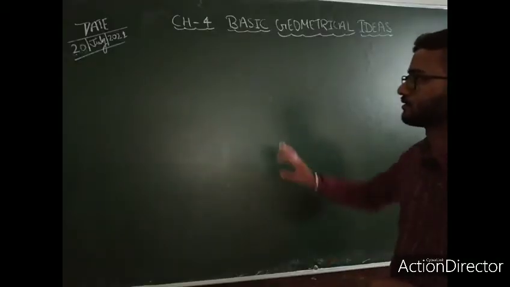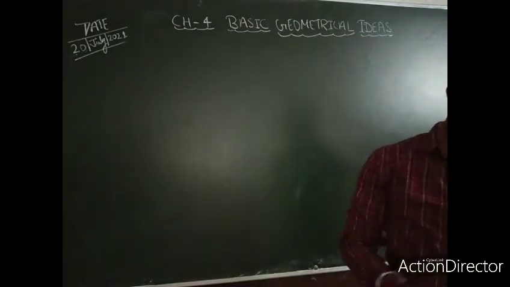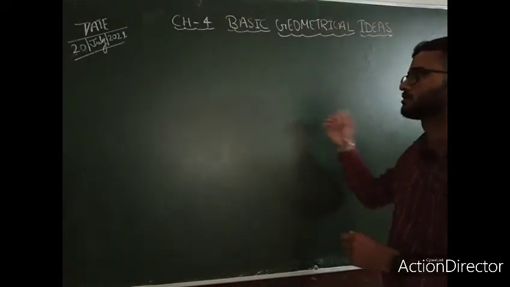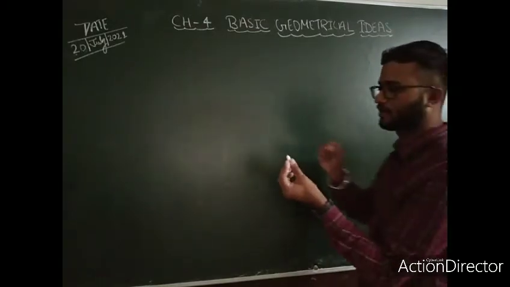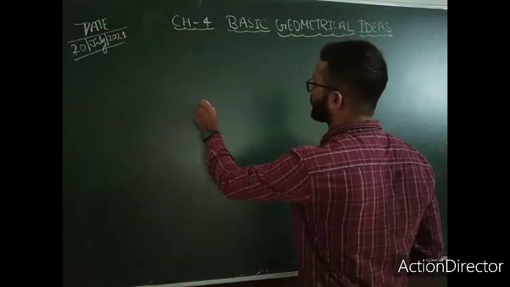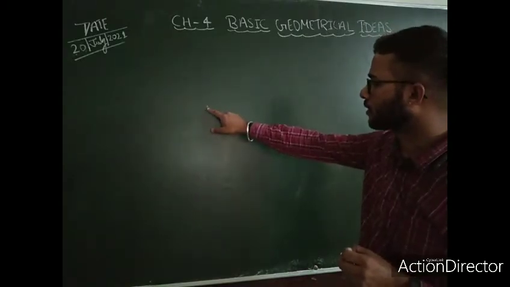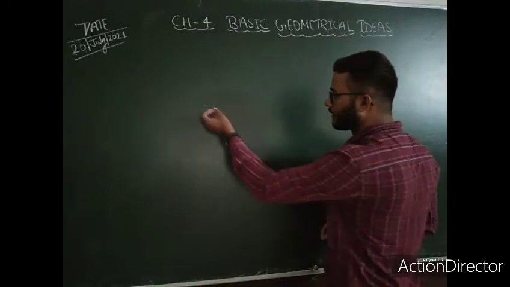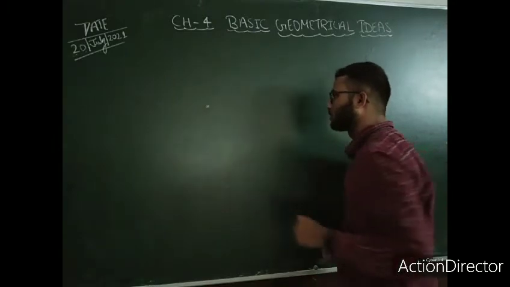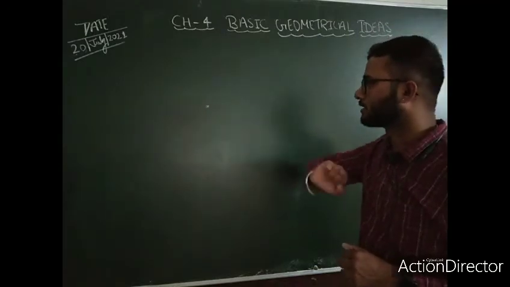Here we will discuss chapter number 4, Basic Geometrical Ideas. Let us take some examples related to this concept. This is the tip of this chalk, and if we put this tip here, it makes a small dot. If we make this dot a little bit darker, it looks like this. So this dot is known as a point.